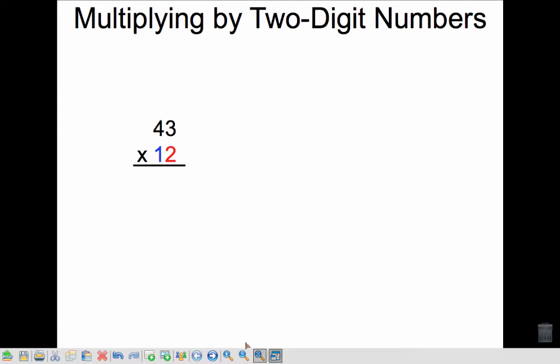Tonight we're going to be talking about multiplying by two-digit numbers. Now if you noticed, in our problem we have 43 times 12. I have color-coded the ones place value red and the tens place value blue. We could break this problem down into two smaller problems of 43 times 2 and 43 times 10.